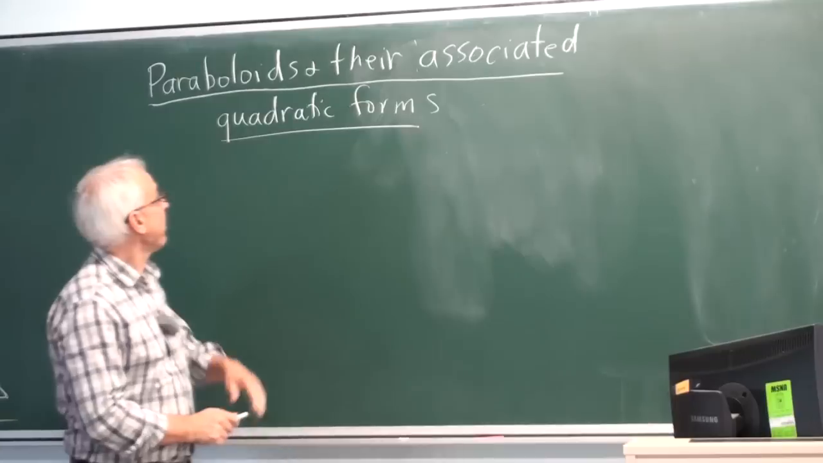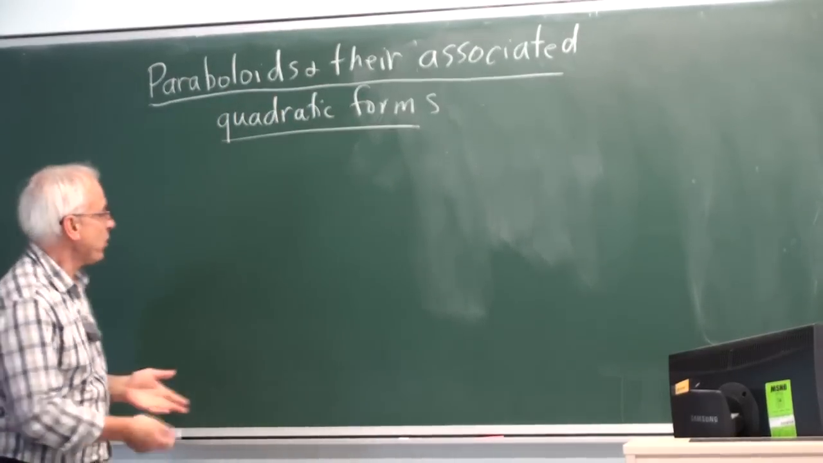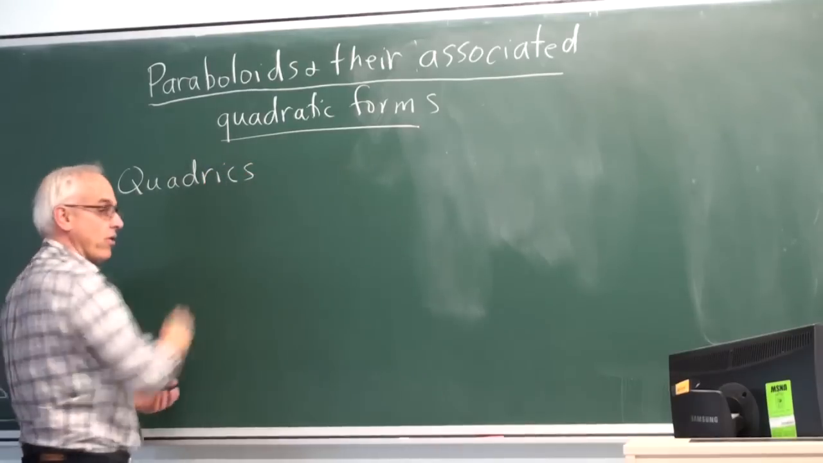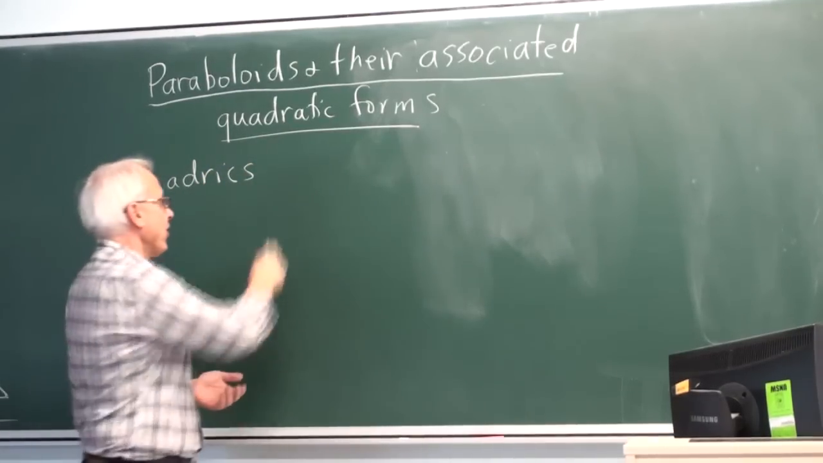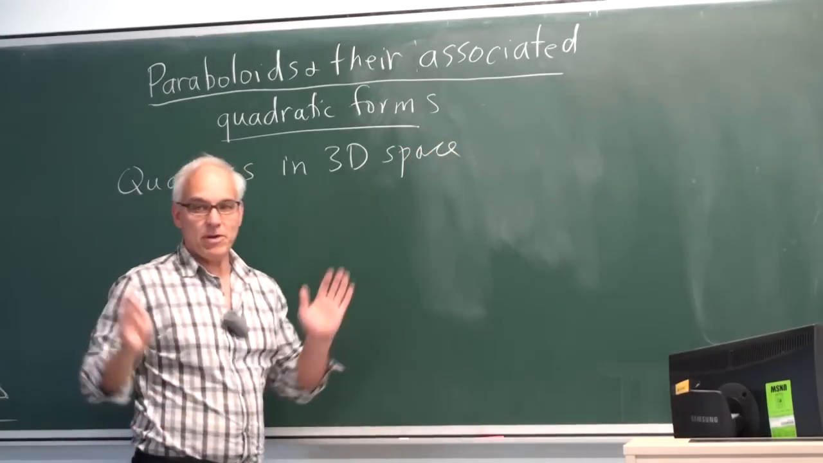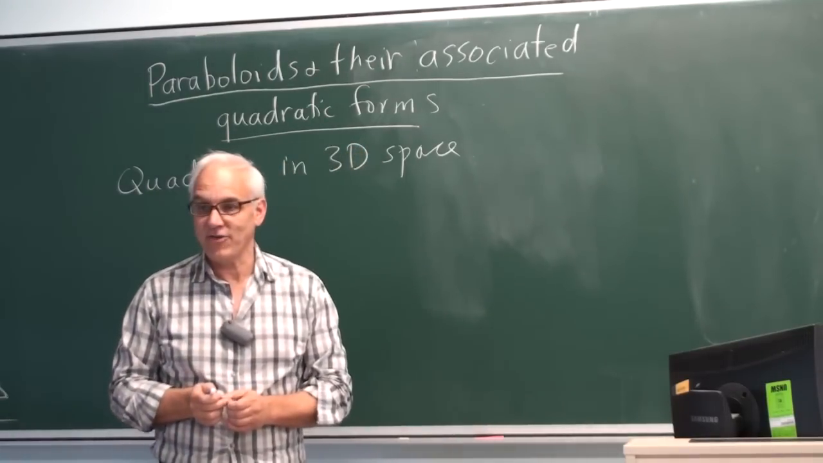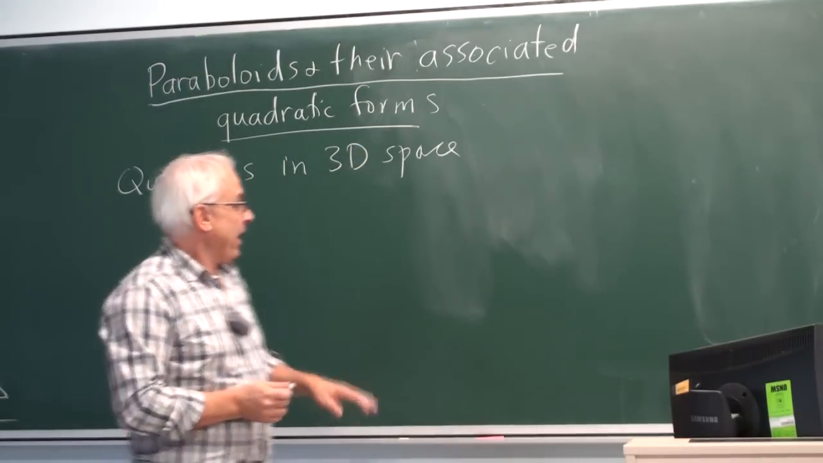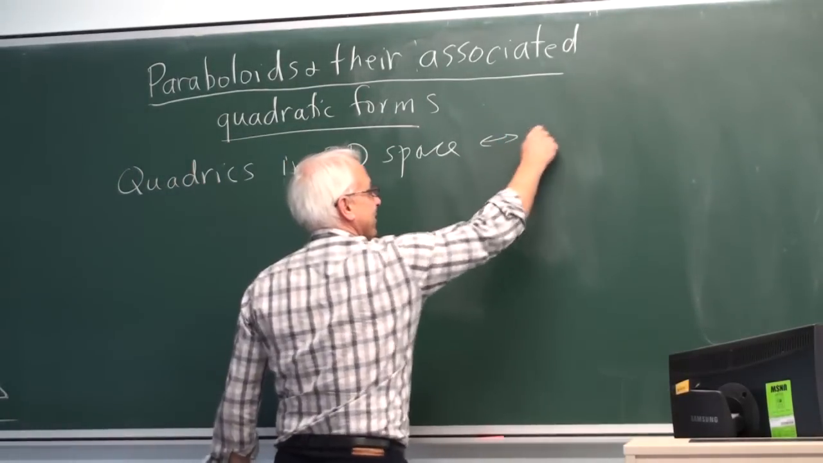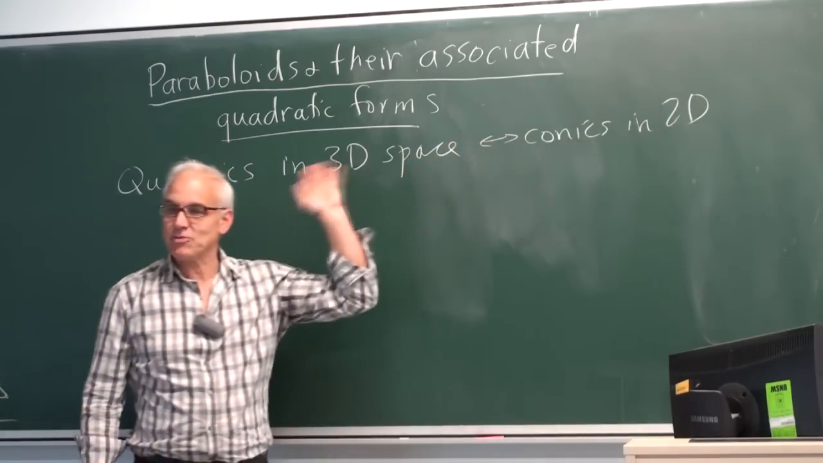Today we are going to talk about paraboloids and their associated quadratic forms. So we're going to be actually studying things a little bit more generally. We're going to look at quadrics in general. And I remind you, these are quadrics in three-dimensional space. And by that we mean basically an equation of degree 2 in x, y, and z. And these are going to be the analogs of conics in 2D, but their theory is much more complicated.